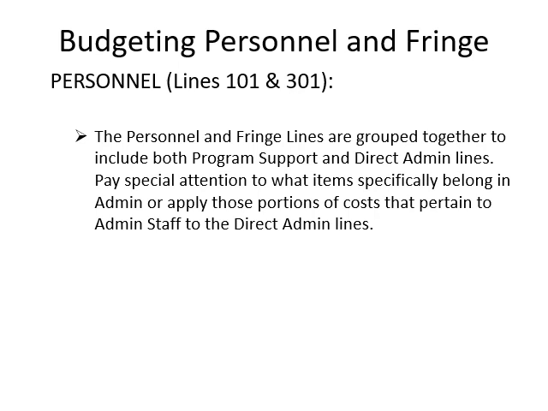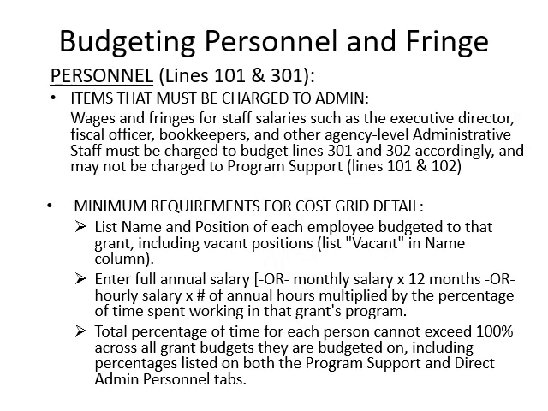Pay special attention to what items specifically belong in administration, or apply those portions of costs that pertain to administrative staff to the direct admin lines. The items that must be charged to administration for these budget line items: the wages and fringes for staff salaries such as the executive director, fiscal officer, bookkeepers, and other agency-level administrative staff must be charged to budget lines 301 and 302 accordingly, and they may not be charged to the program support line items 101 and 102.